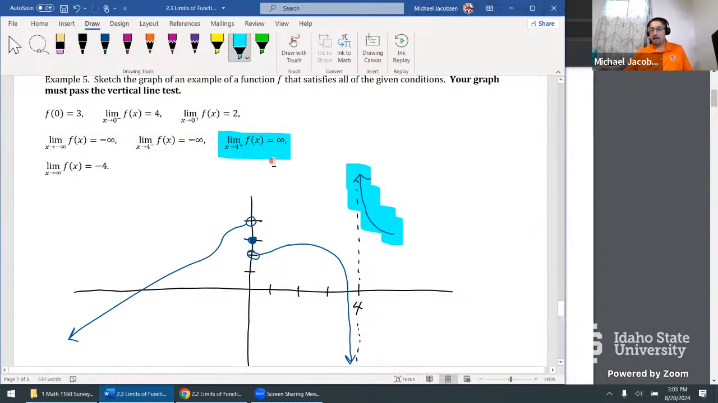And it's always good every time you draw a little piece of this, double check. Are we still passing the vertical line test? And if I read off what's happening here, well, it says going to 4 from the right should be positive infinity. It should match up what's here as well. So double check for consistency as you go. Not a bad idea for these problems.